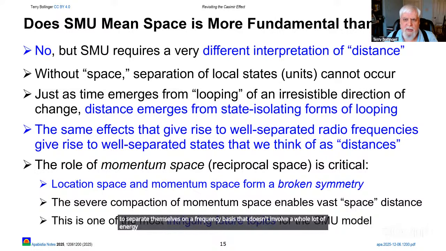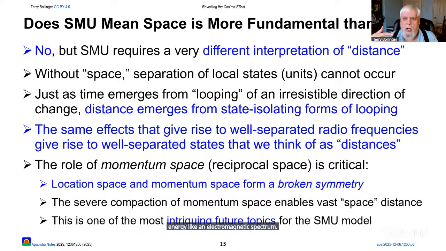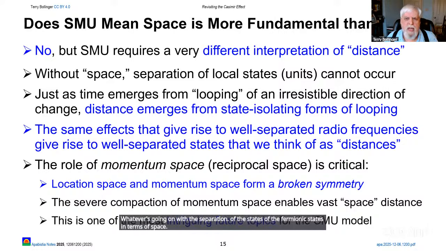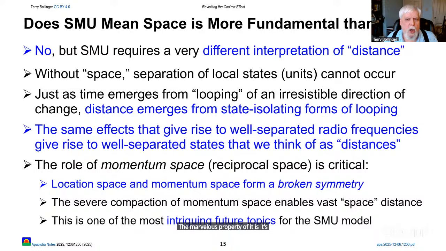When we use frequencies in regular energy, like an electromagnetic spectrum, there's a strong energy component to the frequency separation. Whatever's going on with the separation of the fermionic states in terms of space, the marvelous property of it is it's almost, not quite, but almost energy free. So you can have this incredible separation at almost no cost whatsoever. So you have this very weak bonding at large distances, but you don't have an enormous amount of energy involved with that.